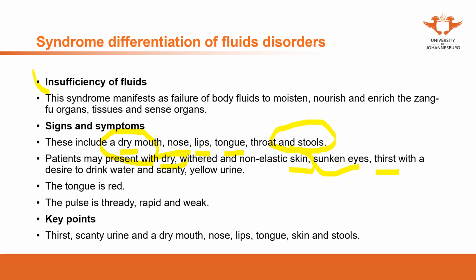Insufficiency of fluid is very similar to the dryness in your garden. You will have dry soil, similar to non-elastic skin. Because the skin is very dry, it is not smooth. So for this syndrome, the key point is dryness. Scanty urine is also a kind of dryness.